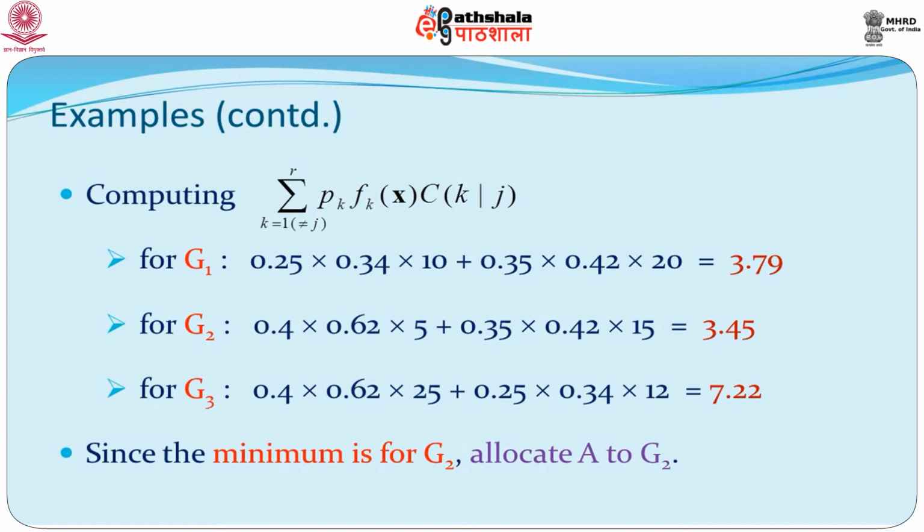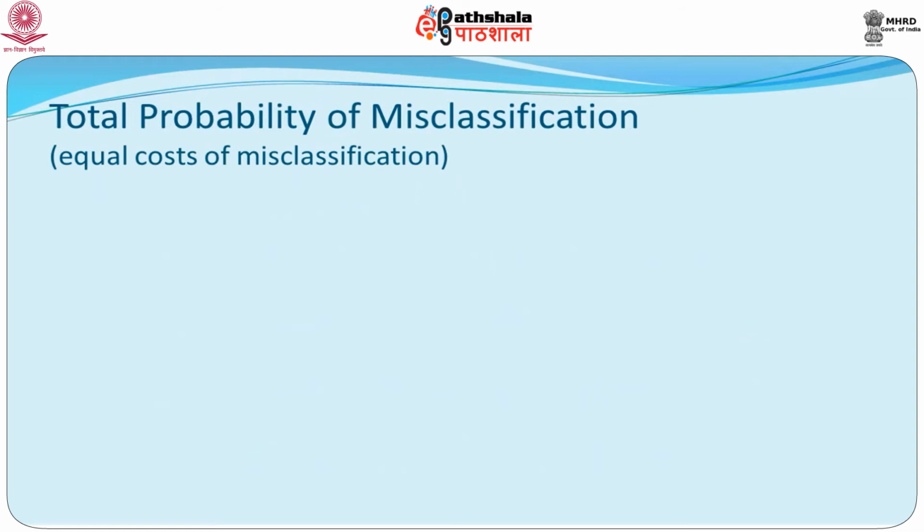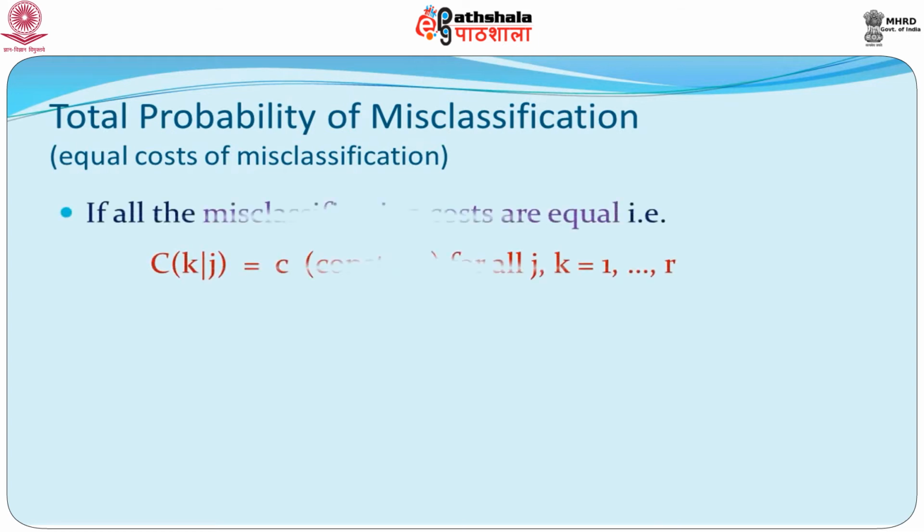So, these are the misclassifications, and then we minimize this misclassification cost and then allocate G2 or A to the corresponding group. There is another way of looking at this, which is slightly simpler, and this is referred to as the total probability of misclassification. This assumes that the cost of misclassification is equal for all the groups. So, if it is equal for all the groups, then it can be taken as a constant, and this constant actually negates each other. So, we need not bother about this constant anymore.